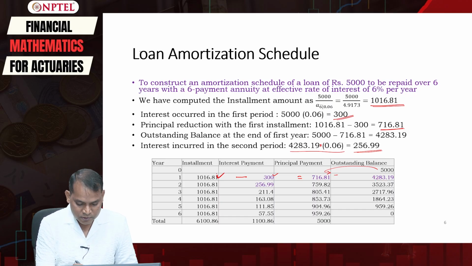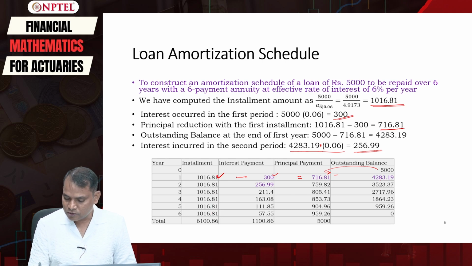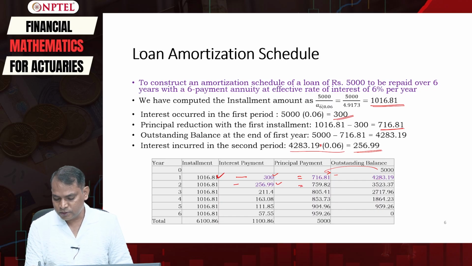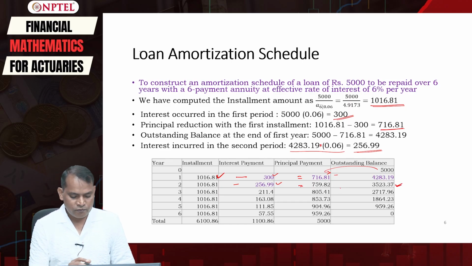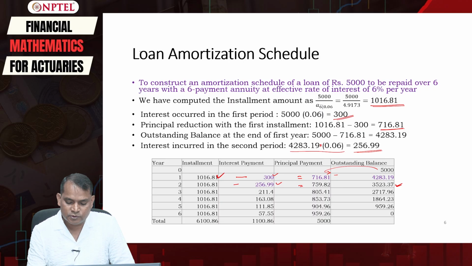Similarly, we will have the second year. Every time the installment amount is the same. And then 6% of this 4283, this we have already computed, and then this minus this: 1016.81 minus 256.99 is equal to 759.82. And then from this minus this, 759.82 will be this one. So in the same way you have to compute other values also.